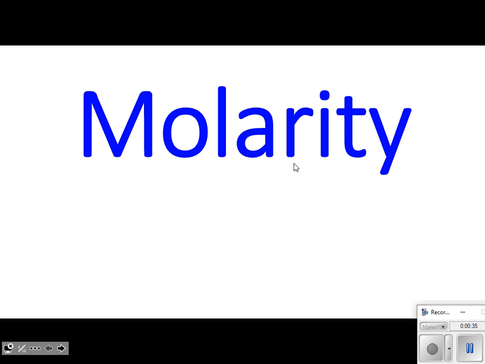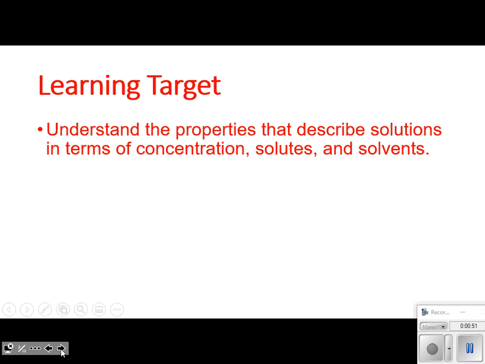One of them has an R there, one of them has an L there. So it's very easy to confuse these two. So make sure you know which one we are talking about, molarity or molality. Now, the learning target is to understand the properties that describe solutions in terms of concentrations, solutes, and solvents.